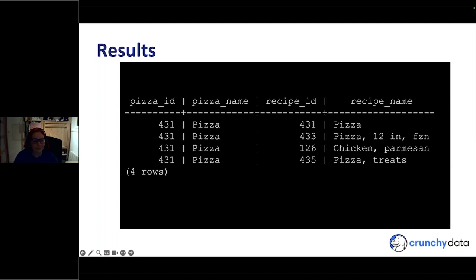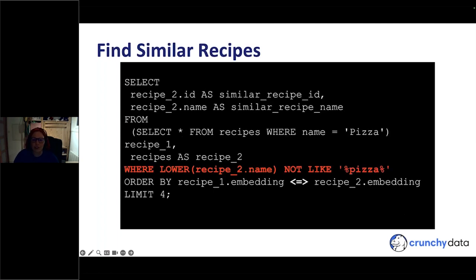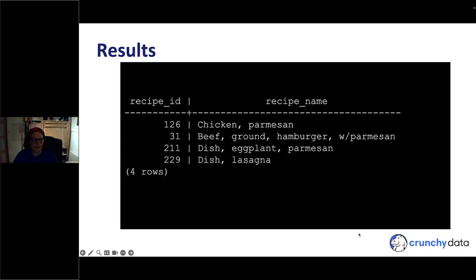So I just changed the query slightly here. I've just removed the ID and name for pizza because that was the same every time and we don't need to see that every time. And then I've just said that it shouldn't include the word pizza in the name. So let's see if that improves it.